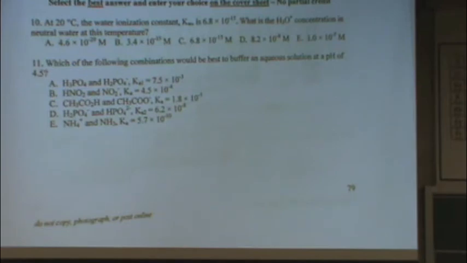However, we want a buffer that's close to 4.5. How would you do that? Well, how the buffer would be estimated is by the pKa. So if you take the negative log of each of those Kas and see which one gets a pKa closest to 4.5, that would be your answer.